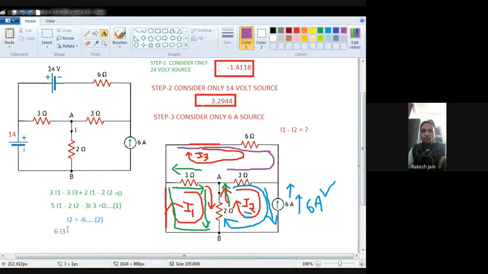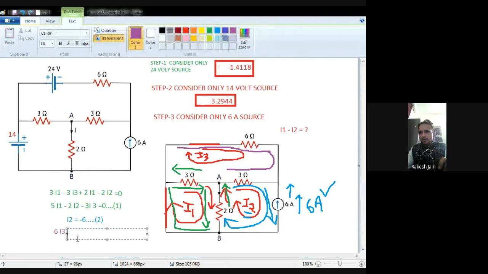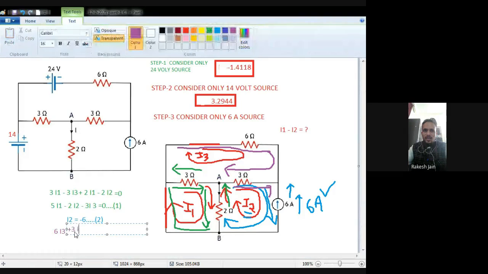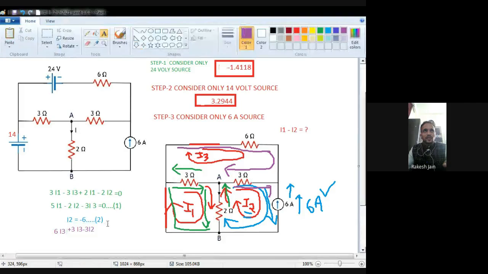My current is I1. So this I1 current passes through this 3 ohm from left to right. More current passes through those 3 ohm from right to left, that is I3. Because I am writing the equation for the first mesh, my current is positive. So 3I1, plus 3I1, that is 3I1, minus, because I3 is in the opposite direction, so minus 3I3.